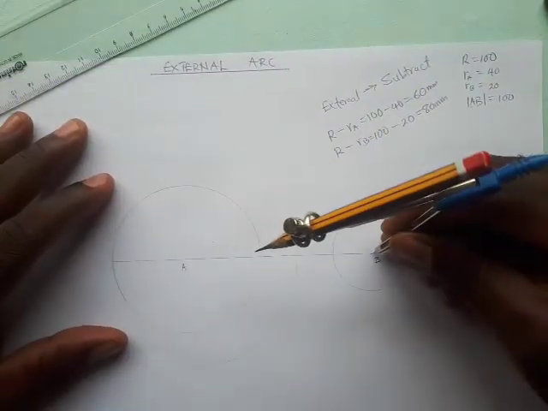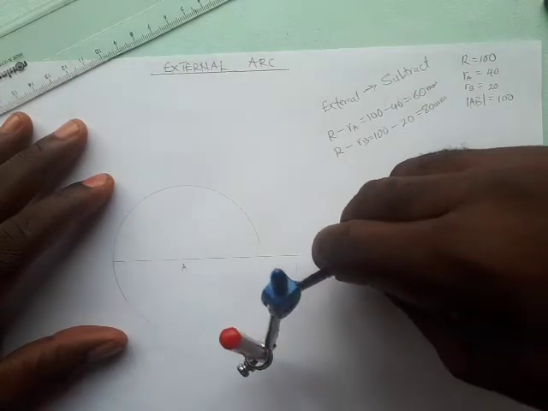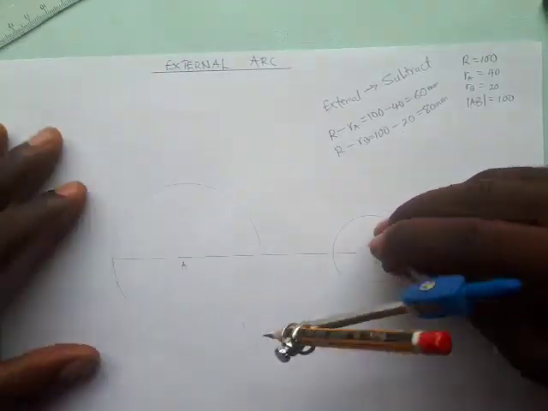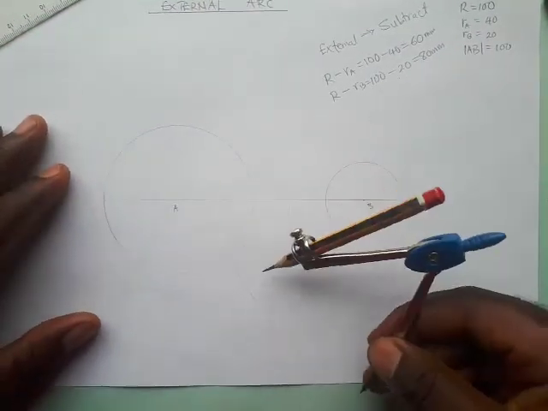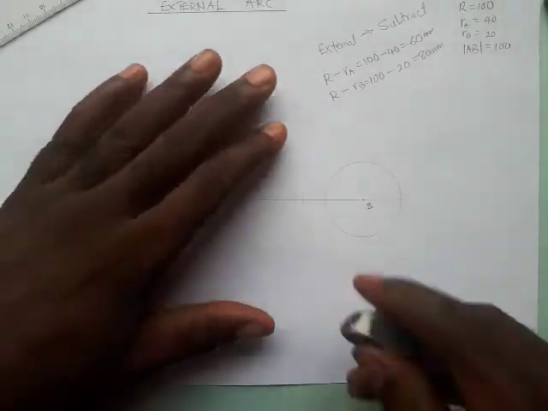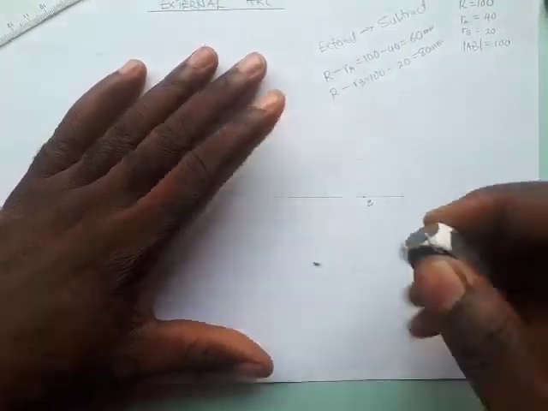Alright, so you needle on B and cut this arc. I hope that's clear. Cut the arc, needle on B and cut this arc. I might want to reduce this a little bit, it's too long.